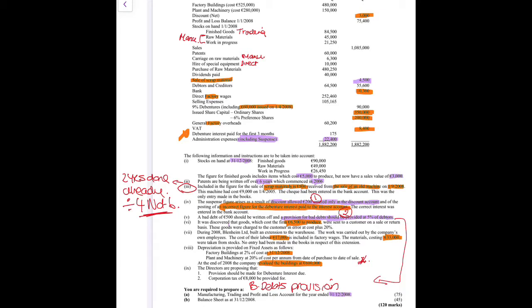And then corporation tax of €8,000 will be provided for. They have to pay corporation tax. They haven't paid it yet, so it's going to go in at the bottom of your profit and loss account, and then it's going to go in again. You haven't paid it yet, so you still owe it, so it's going to go in as a current liability. Okay, so we're going to go through the workings now.